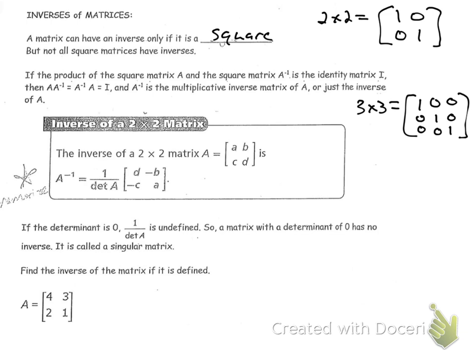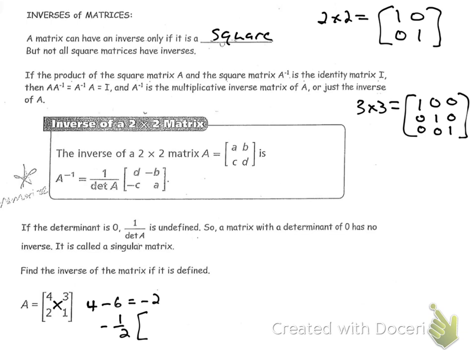So, if you look at A here, first step, I need to get the determinant. How do I find the determinant? You do the diagonal. There it is. Difference of the diagonals. So, 4 times 1 is 4, minus 3 times 2 is 6. Gives us negative 2. So, the inverse of that matrix, to set up the formula, I'll have 1 over negative 2, which is negative 1/2.